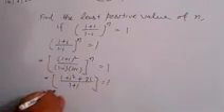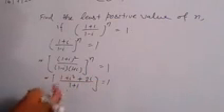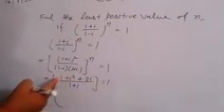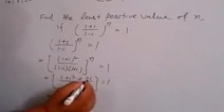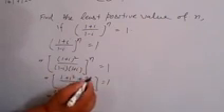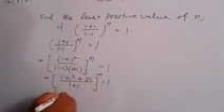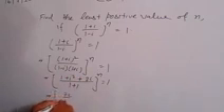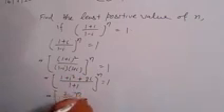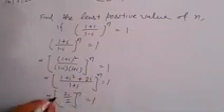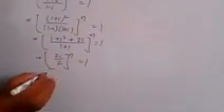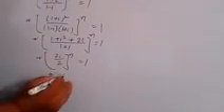Simplifying here, the value of i square is equal to minus 1, so minus 1 and plus 1 cancel out. Here you are left with only 2i, and the denominator 2 whole power n is also there. So 2i upon 2 whole power n is equal to 1. The 2 and 2 cancel out, and finally you have your result: i to the power n is equal to 1.